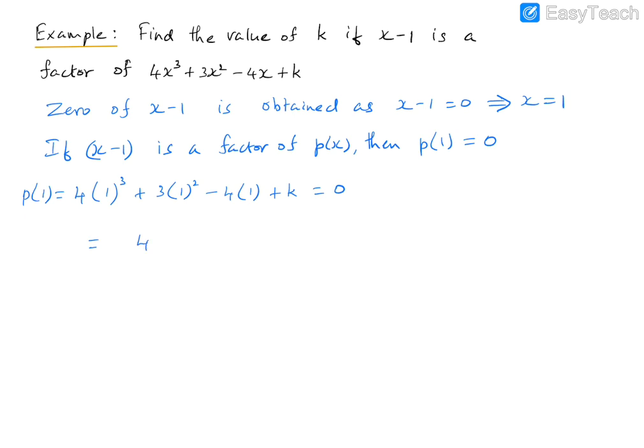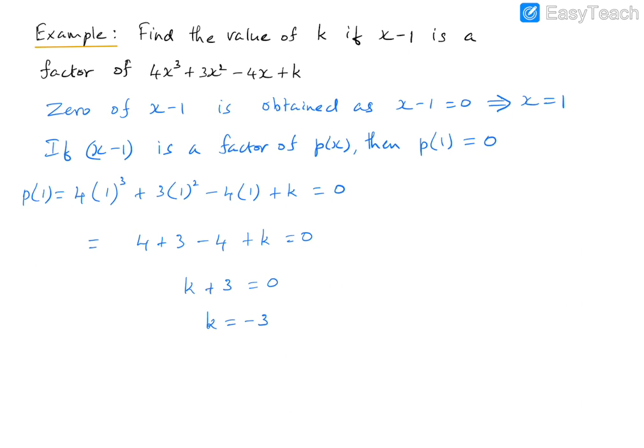So that will give us 4 plus 3 minus 4 plus k equals 0. So 4 minus 4 will go off. So we'll have only k plus 3 equals 0. So that implies that k equals minus 3, okay. So we take the 3 to the other side and we get k equal to minus 3 as our answer for the value of k.